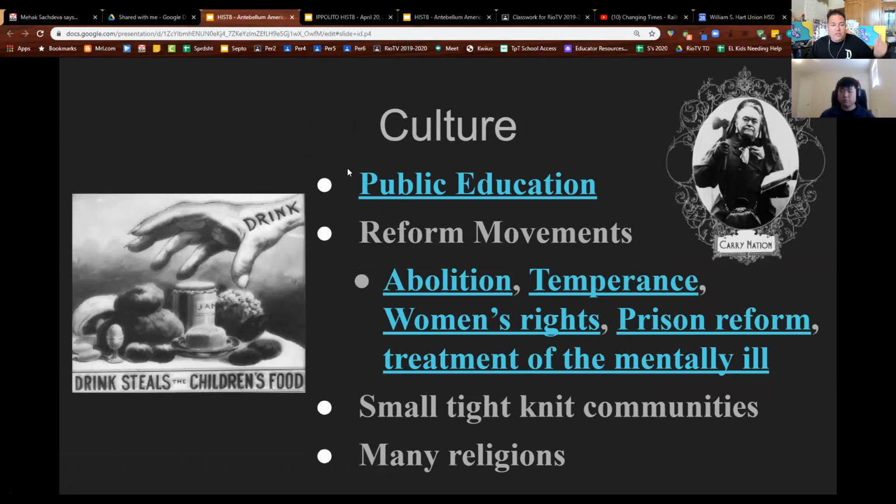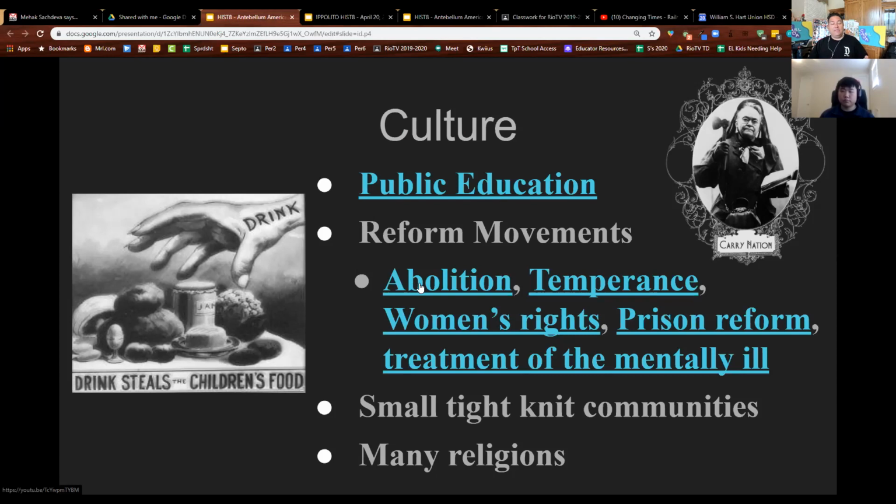But the people of the North felt that public education was going to be the great equalizer. It was going to promote democracy because every child, whether you're rich or poor, is going to have access to a free public education. So they were doing that in the North, not really so much in the South, but definitely in the North.